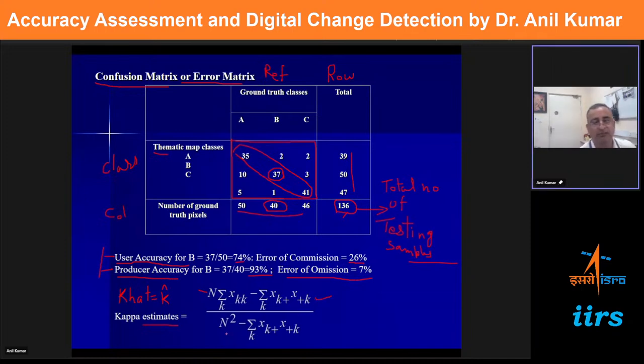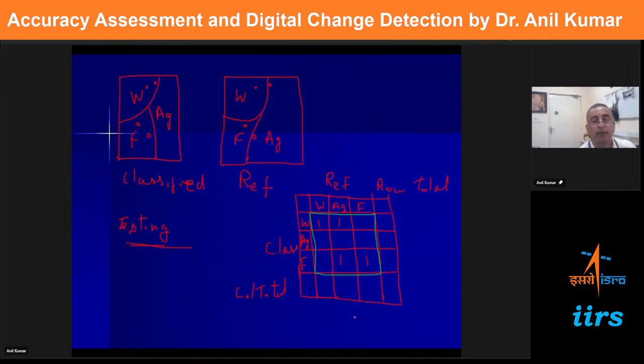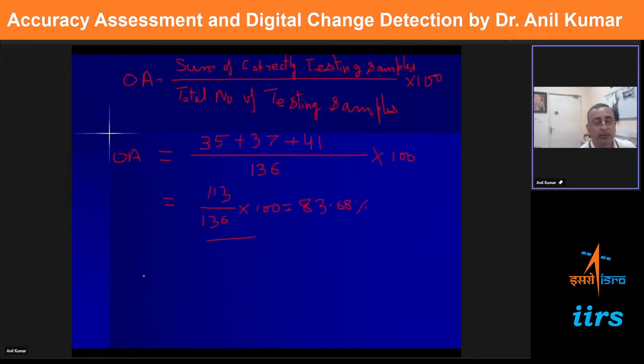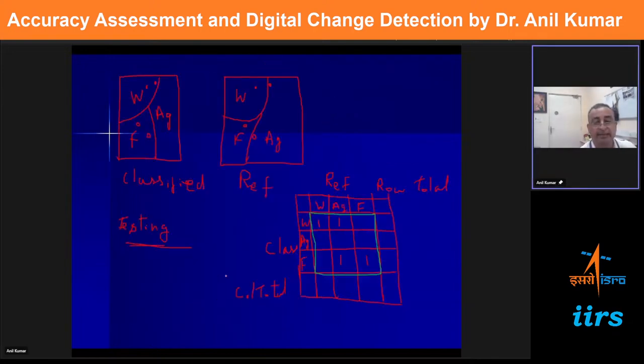And if you put all these values in this formula, you can calculate the kappa coefficient. Its value is from 0 to 1. It is not in percentage. Its value comes from 0 to 1. So here we can see how we can calculate this kappa estimate or kappa coefficient. It will be a little lengthy one. So here n is 136. Then the summation, there was the summation of xkk.